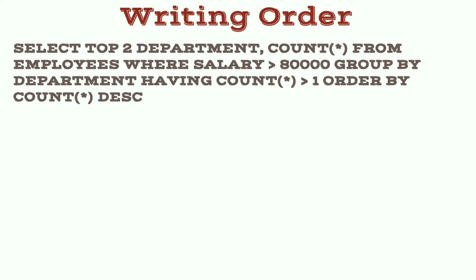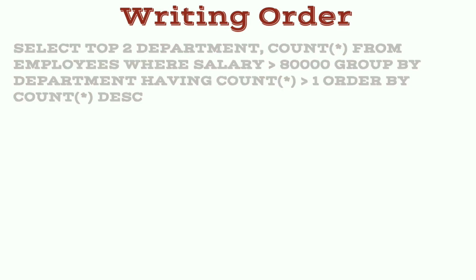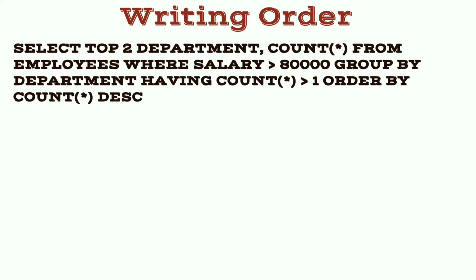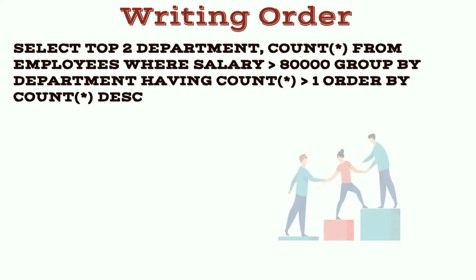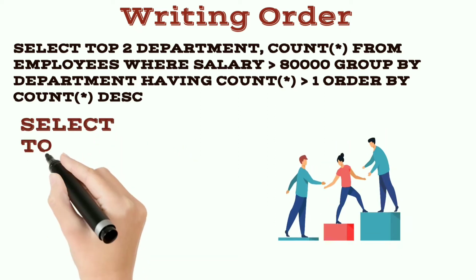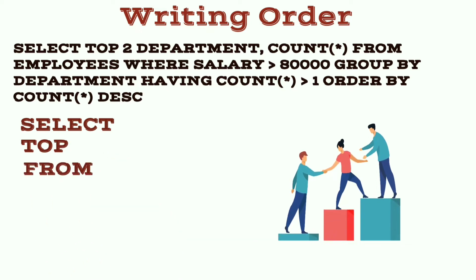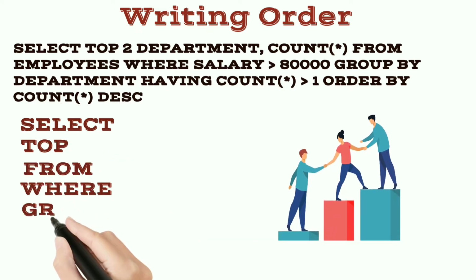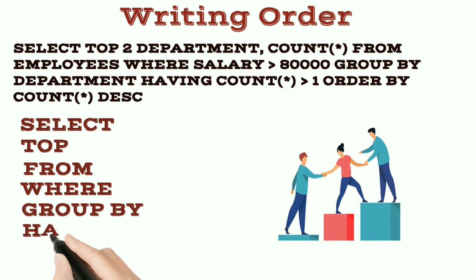Here, we have a sample query for understanding. I write a SQL query to get the top 2 departments having more than 1 employee in them whose salary is greater than 80,000 with the order by on number of employees in descending order. So, the order of writing a query is: first select, then comes top, after that, from and joins. Then comes where, then comes group by. Then comes having. Then at last, order by.